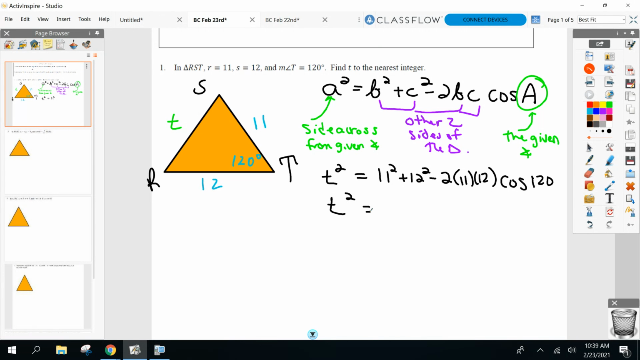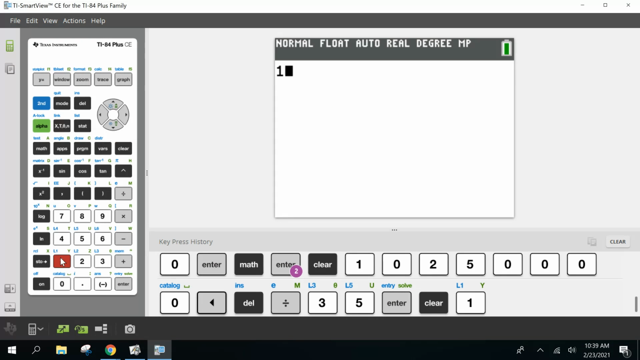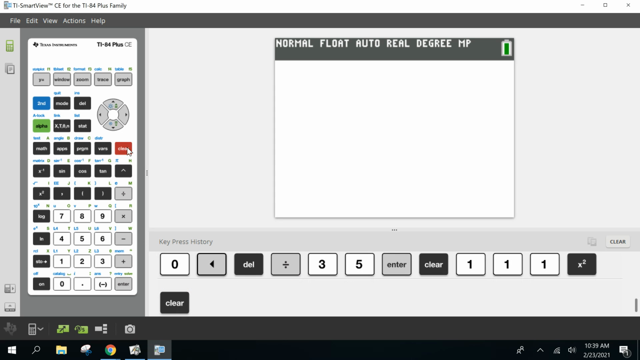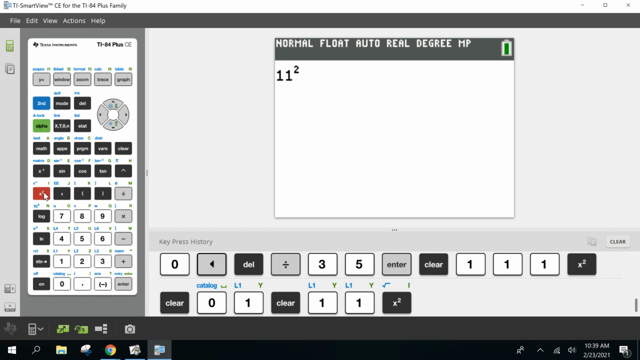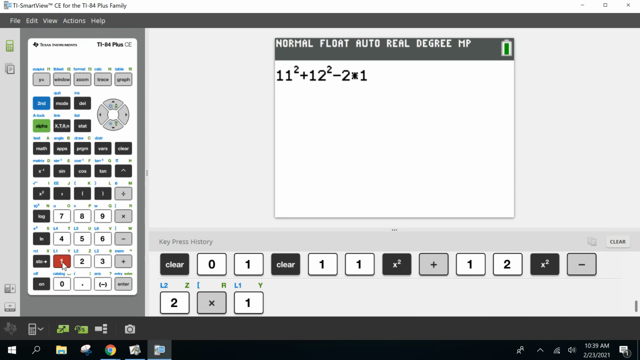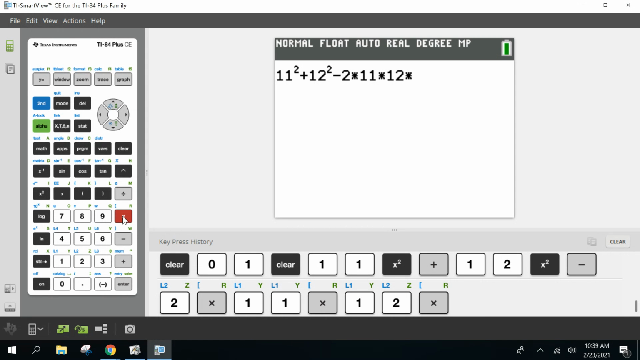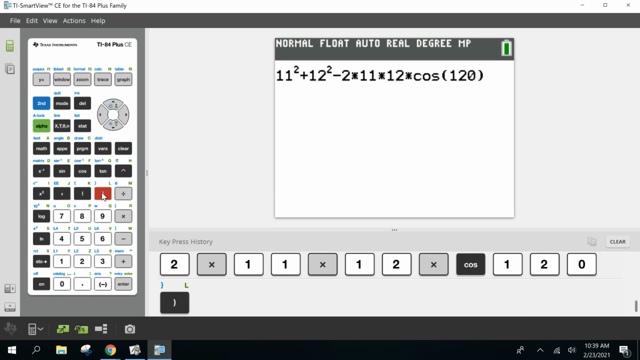Here you go, I'll do it with you. So I have 11 squared plus 12 squared. Make sure you hit the subtraction, not the negative sign. Subtract, minus 2 times 11 times 12 times the cosine button, 120. I highly recommend you do it all in one swoop.